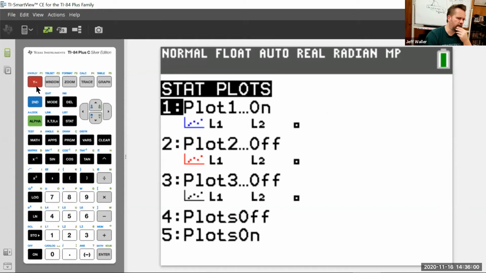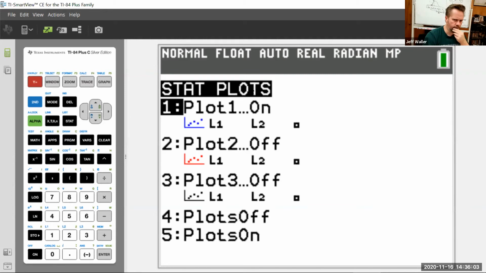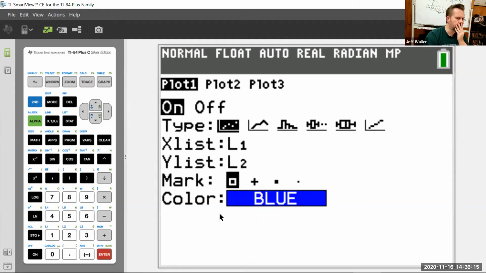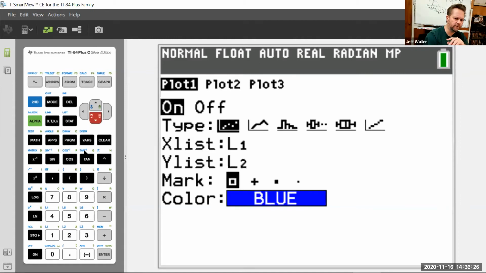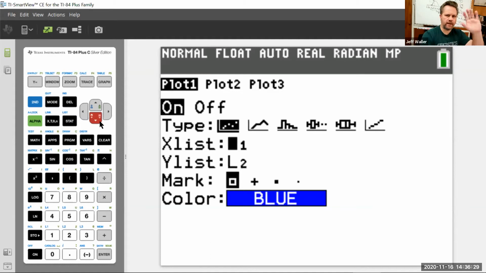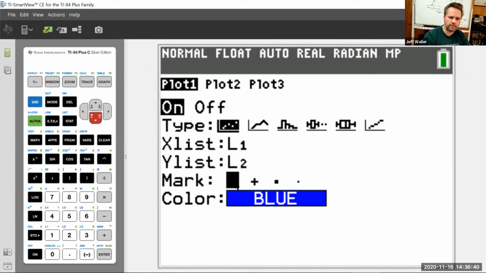So hit second Y equals, and you should see stat plots. Yes. Okay. Are 2 and 3 off? They're all off. Okay, so hit enter for number 1. And hit enter to turn it on. Got it. All right, now go to type, make sure it's the scatter plot, the little points. Make sure it's got L1 as X, because that's my XY table that we made. L1 is my X's, L2 is my Y's. And then you get to pick a symbol. Obviously I'm a square, I'm a math teacher, but you could be positive, you could be a big speck of dust, or you could be a small speck of dust in the universe. Those are just the symbols it's going to use to put on all the data points.